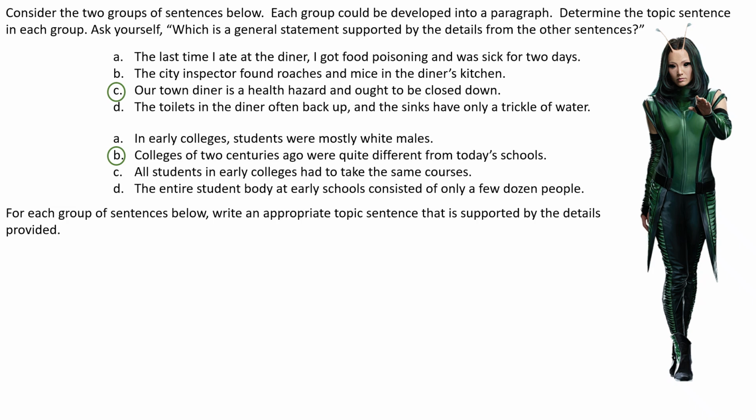In early colleges, students were mostly white males. That's different from today. Students are all different races, all different genders. All students in early colleges had to take the same courses. Nowadays, students can take a variety of courses, and the entire student body at early schools consisted of only a few dozen people. You know, there are schools that have thousands of students now. So the colleges of 2 centuries ago are quite different from today's schools.